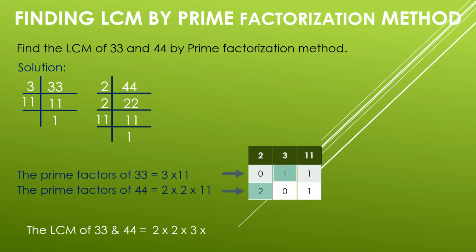Then we take the maximum count of 11. Look, 11 is present 1 time in 33 and 1 time in 44. So the maximum is 1. So write 11 1 time. Therefore, the LCM of 33 and 44 is equal to 2 multiplied by 2 multiplied by 3 multiplied by 11. Now do the multiplication. We get 132. Thus, the LCM of 33 and 44 is equal to 132.